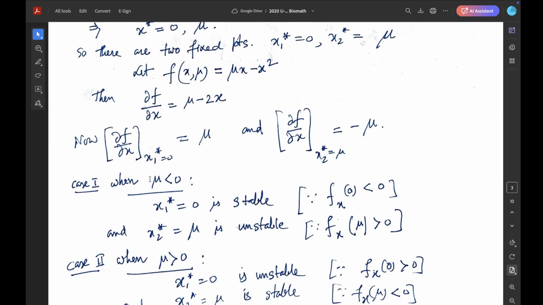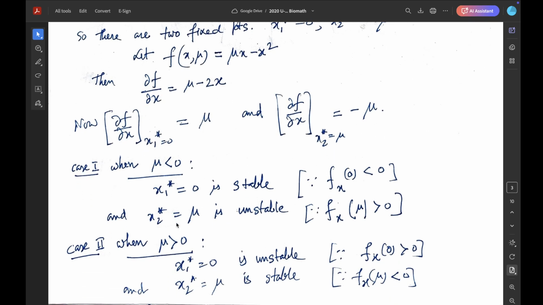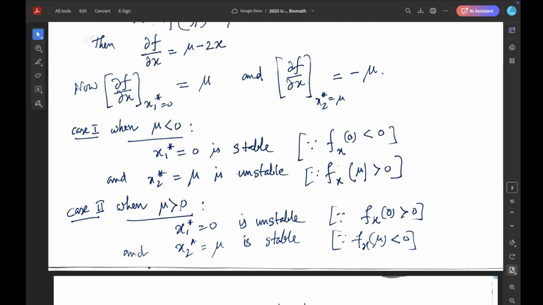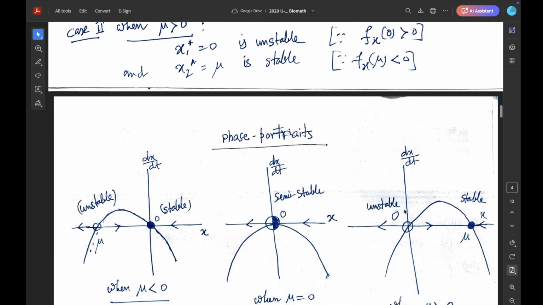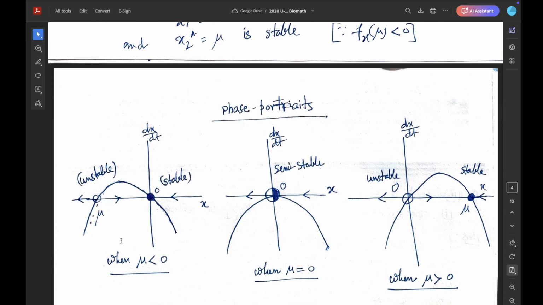Case 1, when mu is less than 0, then x1 star is stable because f_x at 0 is negative, and x2 star equal to mu is unstable because this quantity, minus mu, is positive. And when mu is greater than 0, x1 star is unstable because f_x at 0 is greater than 0, and x2 star equal to mu is stable because f_x at mu is less than 0. Phase portrait for this: this is the x-axis, this is the dx/dt.